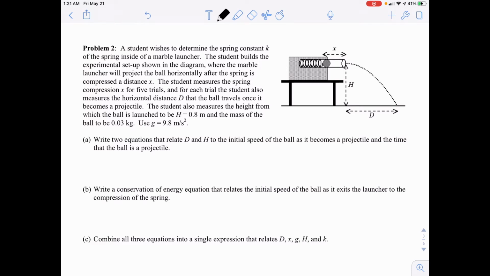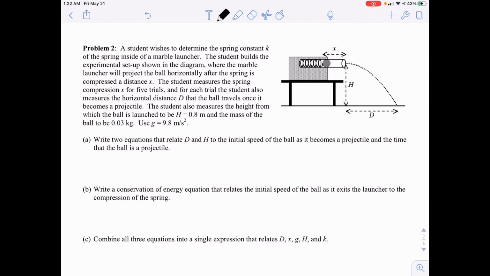In problem 2, it says a student wishes to determine the spring constant k of the spring inside of a marble launcher. The student builds an experimental setup shown in the diagram, where the marble launcher will project the ball horizontally after the spring has compressed a distance x.